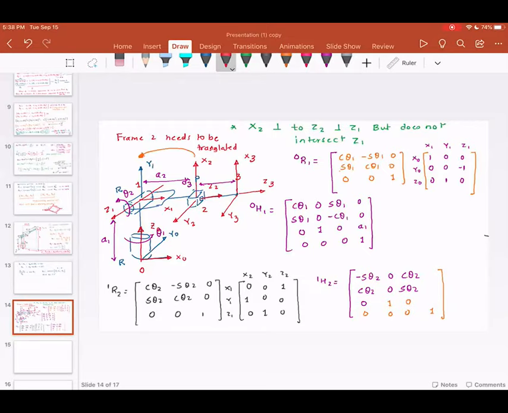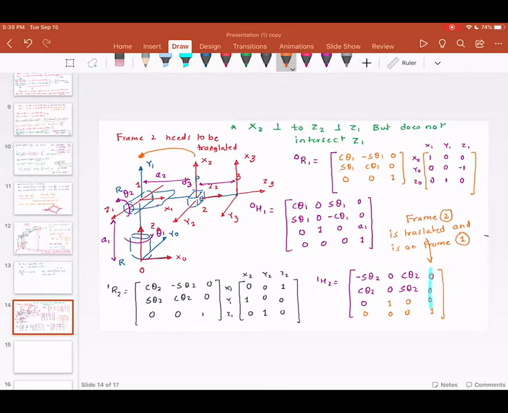And when frame 2 is translated, the relative distance between those two is actually 0. So this will be 0, 0, 0. And this is happening because frame 2 is translated and is on frame 1. And that is the reason why this is 0.